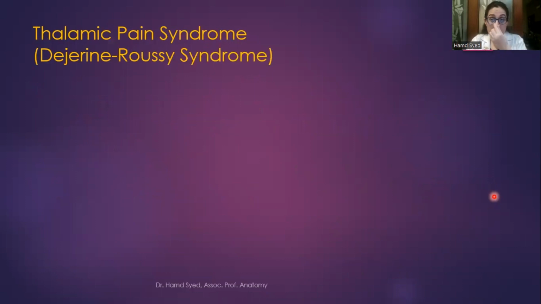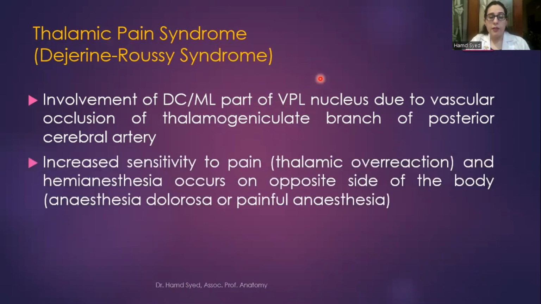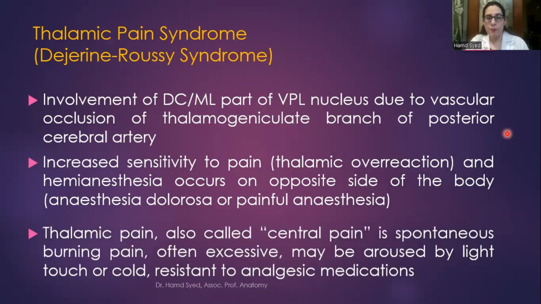Another condition which is related to the thalamus is the thalamic pain syndrome, also known as Dejerine-Roussy syndrome. In this case, there is involvement of the VPL nucleus, that is the ventroposterolateral nucleus, due to vascular occlusion of the thalamogeniculate branch of the posterior cerebral artery. And this leads to an increased sensitivity to pain, known as the thalamic overreaction, as well as hemianesthesia, that is loss of sensations on half of the body, but that would be the opposite half of the body.